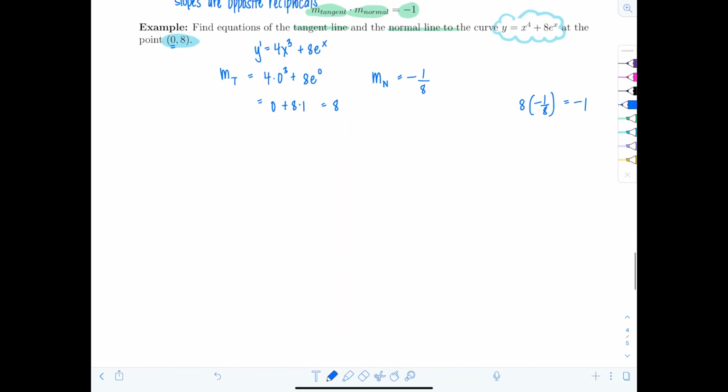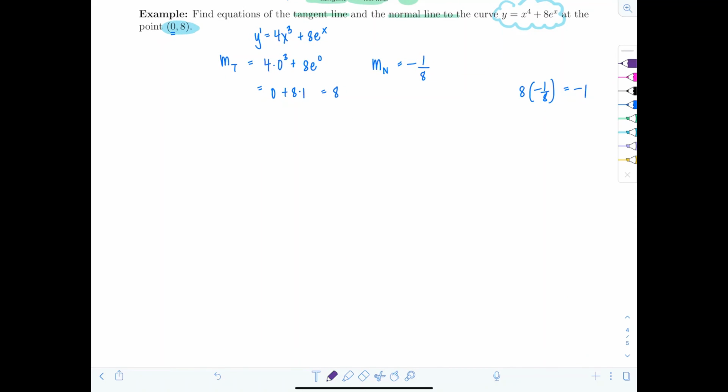Okay, so now we're ready to go. We can write those equations. The tangent line: we have that the slope is equal to 8, and they gave me the point, it's (0, 8). I couldn't have asked for a nicer problem. This is the y-intercept, that's b. So you can just go straight to y equals 8x plus 8.